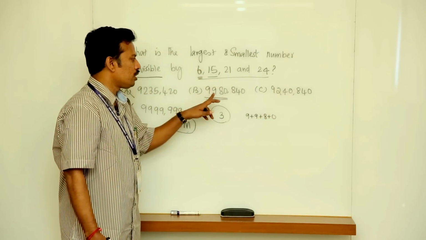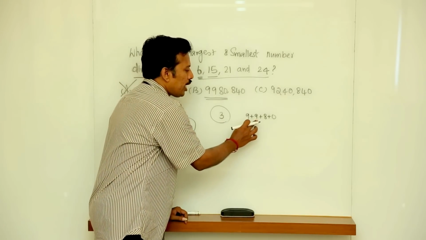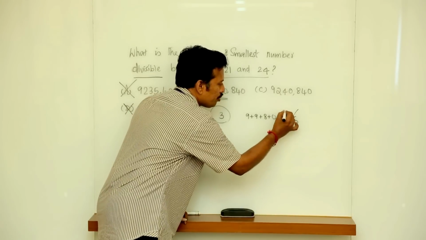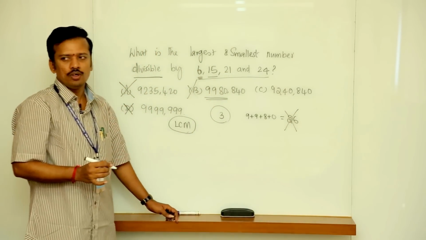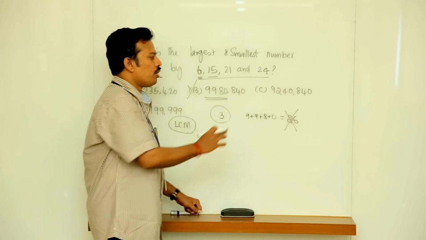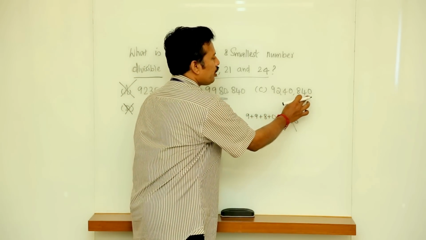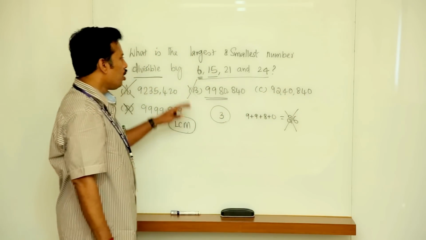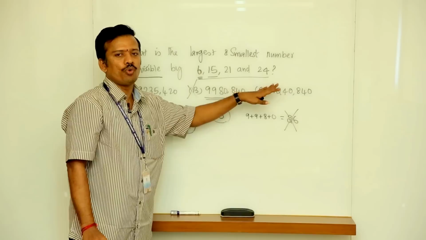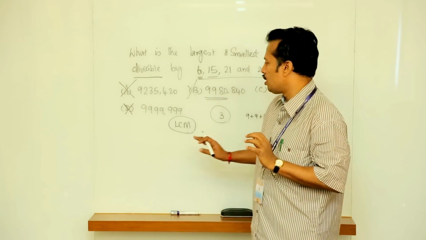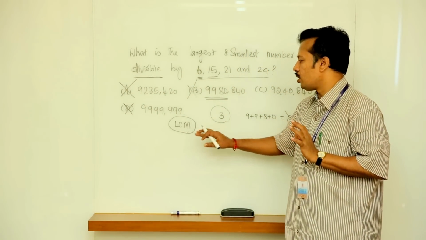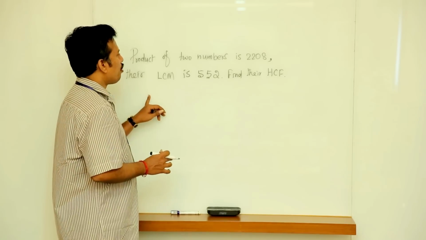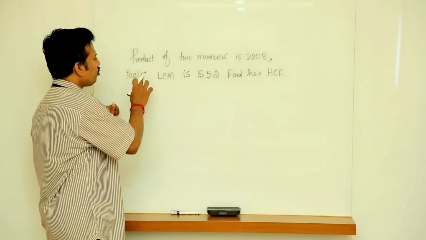So look at this, 9,980: 9 plus 9 plus 8 plus 0, which is nothing but 26, which is not divisible by 3, so this is ruled out. So the only possible answer left is 9,240 and 840, the respective largest and smallest possible values which will be divisible by all these four numbers. So this is a concept related to LCM, but without actually finding LCM, we are going to answer it directly from the answer choices.